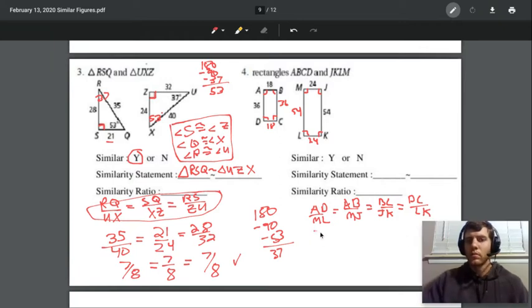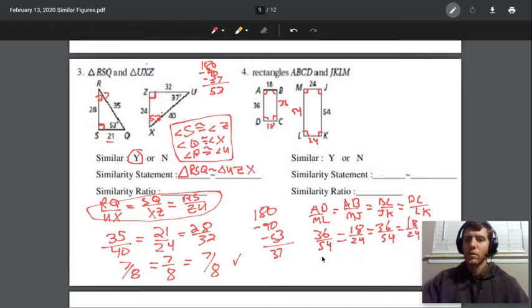Okay, and then we can plug in those values to see if those ratios are the same. So 36 over 54. Okay, 18 over 24. Okay, 36 over 54. And then 18 matches with 24, so we'll do 18 over 24. Okay, we can reduce these. So 36 and 54. What do we think can go in both of those? 6 probably, right? So if we divide by 6, we're going to end up with 6/9. Okay, divide by 6 here, we're going to end up with 3/4.